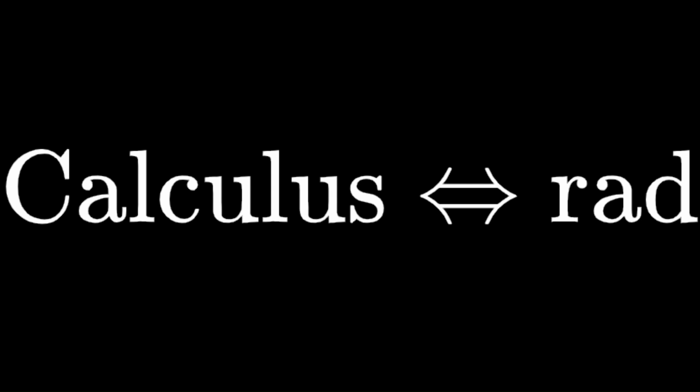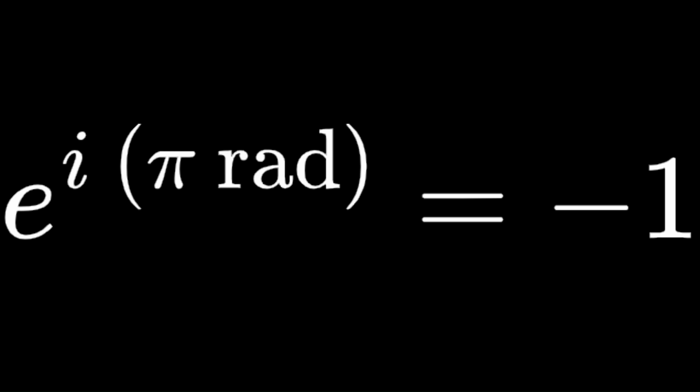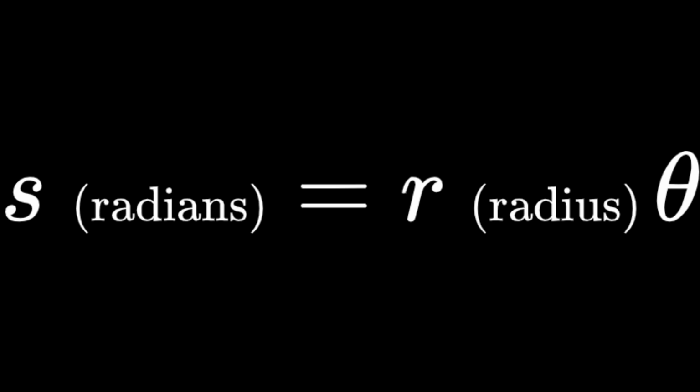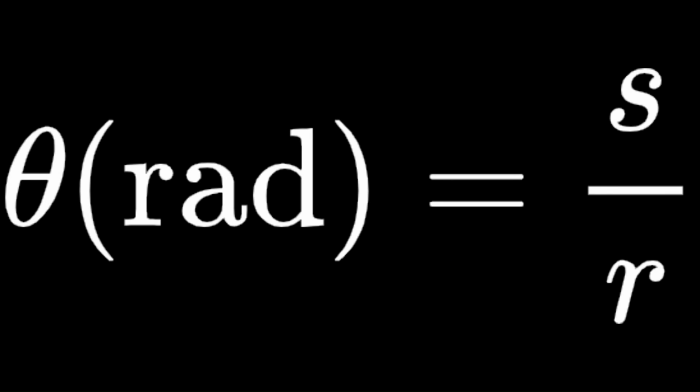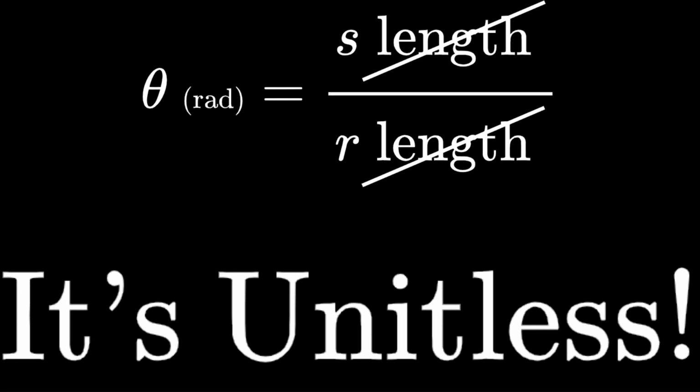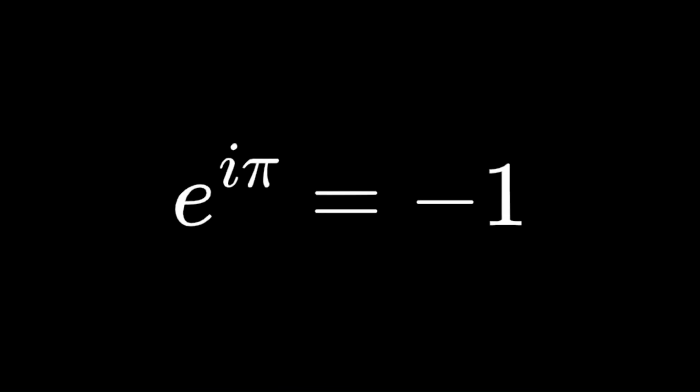Okay, so now that we know why it only works in radians, that still doesn't get rid of the feeling that the most important equation in math still has a unit. Or does it? You see, radians are defined as a scalar. The signature definition of a radian, s equals r theta, makes radians defined as the scalar between s and r. Or in ratio form, theta is equal to s divided by r. The scalar is simply just a number. So radians don't actually have any units. So the most beautiful equation in math can remain beautiful.